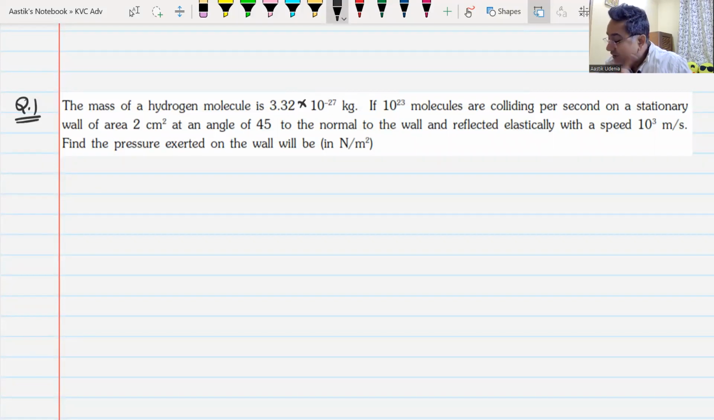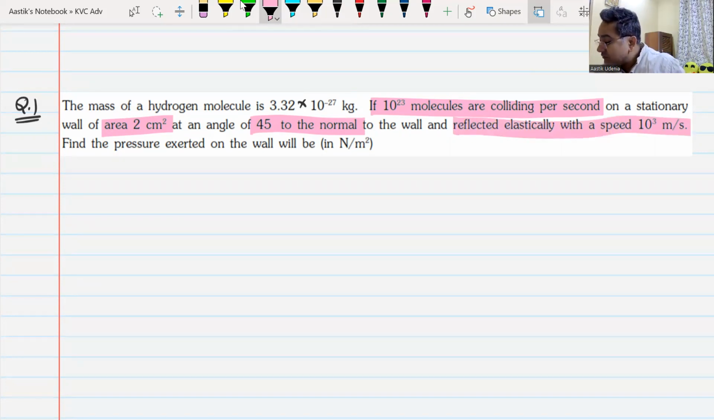Mass of a hydrogen molecule is 3.32 into 10 to the power minus 27. 10 to the power 23 molecules are colliding per second. Remember what is being said in the question: per second on a wall whose area is 2 centimeters square at an angle of 45 degrees to the normal. It could be straight also. They just made it 45 degrees to make the question more interesting, and reflected elastically with a speed of 10 raised to the power 3. So they are colliding with the same speed and going back with the same speed.